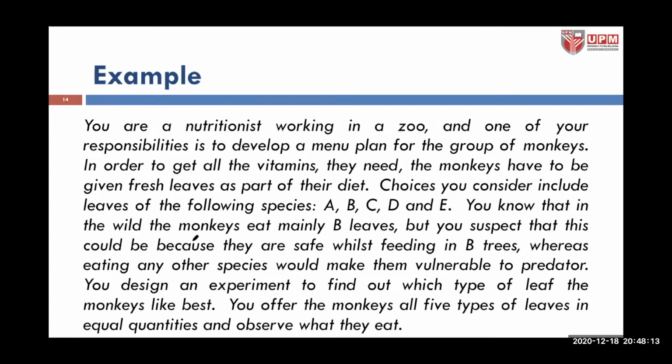And you know that the wild monkeys eat mainly bee leaf, because you already know from the literature or from your own experience. But you suspect that this could be because they are safe whilst feeding in bee trees, whereas eating any other species would make them vulnerable to predators. I mean, they would be in danger. Then you design an experiment to find out which type of leaf the monkeys like best. You want to know which one, A, B, C, D, or E, the monkeys like best. What you do is offer the monkeys all 5 types of leaves in equal quantities. You put them in the container, give the monkeys equal quantities of each leaf, A, B, C, D, and E, and observe what they eat. That is the experiment.